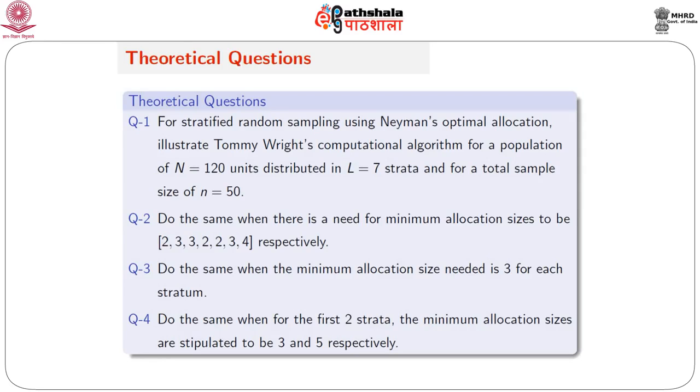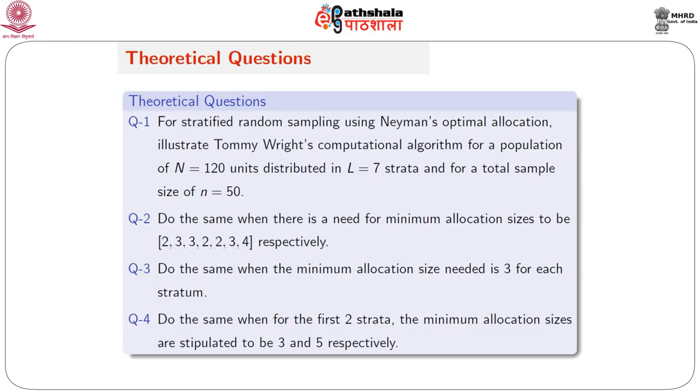Question 3. Do the same when the minimum allocation size needed is 3 for each stratum. Okay, so this time it says 3 for each stratum, 3 times 7, 21 gone, remaining 29 we have to figure out by making the top selection from the table. Once these numbers have been fixed, we go all over for the selection of the remaining items. When we select 3 for each stratum, we don't care about the numbers, whether they are big or small. Anyway, they have to be included.